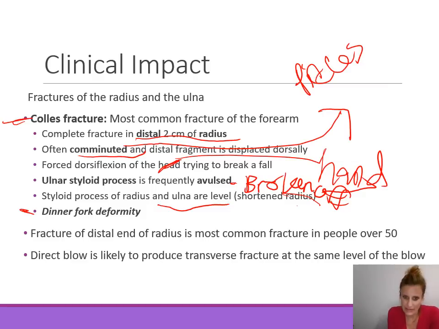Fracture of the distal end of the radius is the most common fracture in people over the age of 50. So again, a relatively common fracture. If there's a direct blow to the forearm, that typically produces a transverse fracture, so like a horizontal fracture at the same level that the blow is.